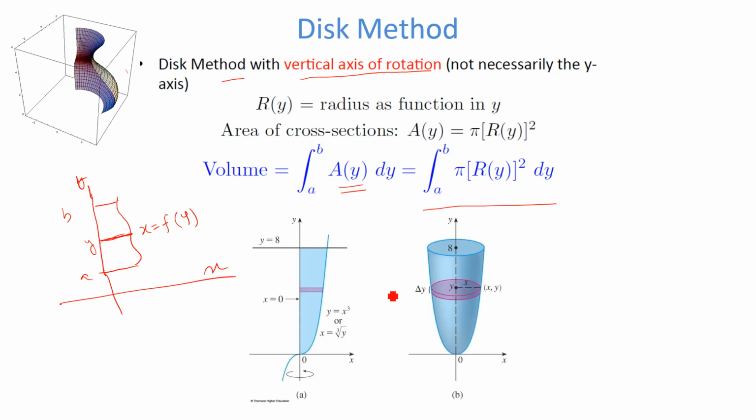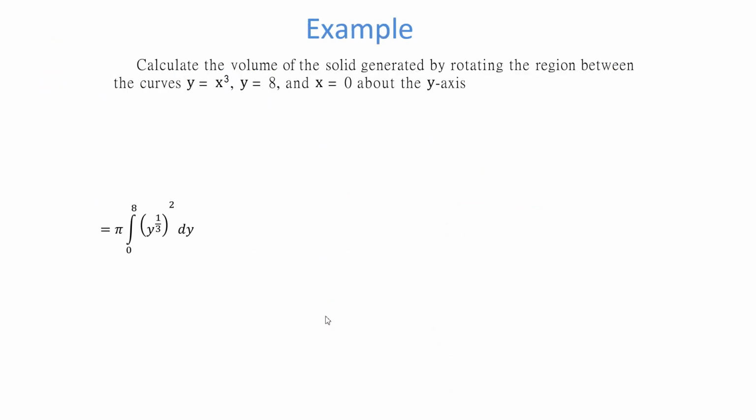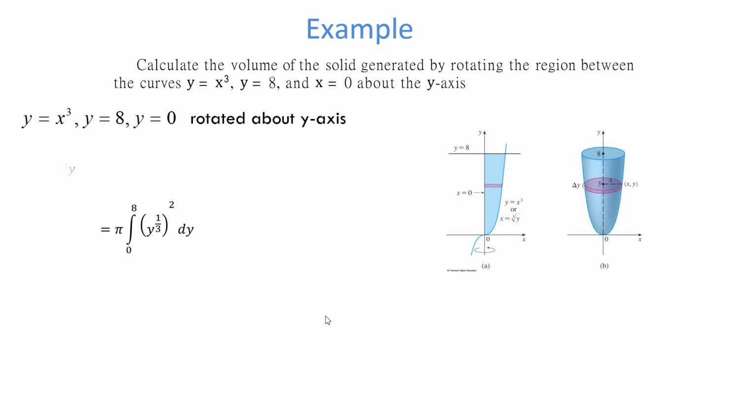So here is an example. This is the curve y is equal to x cubed. We are rotating it around the y-axis. So conversion of x in terms of y gives us x is equal to cube root of y, and y is bounded above by 8 and bounded below by 0. So a and b here are 0 and 8 respectively. So let's try to find the volume.